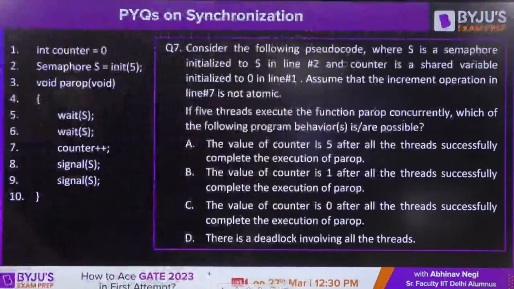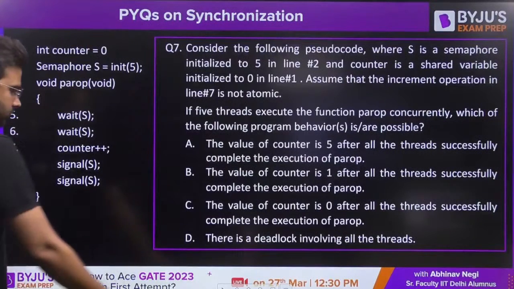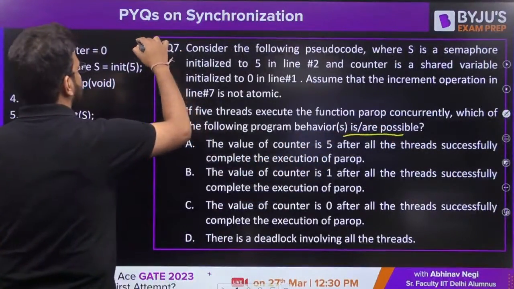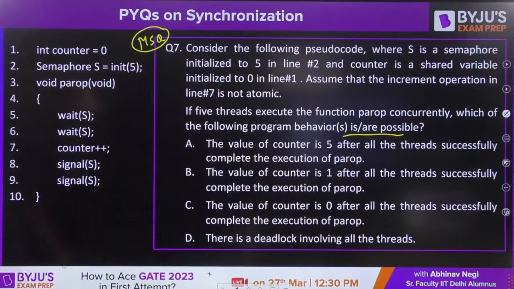Fine. Let's move on to the next question now. Question number 7. Try to answer this question. This is GATE 2021, previous year question. Read the question carefully, and this is MSQ. This is MSQ question. Here also it is mentioned, is or are possible. So try to answer this. Yes, everyone try to solve the question. Read it carefully.